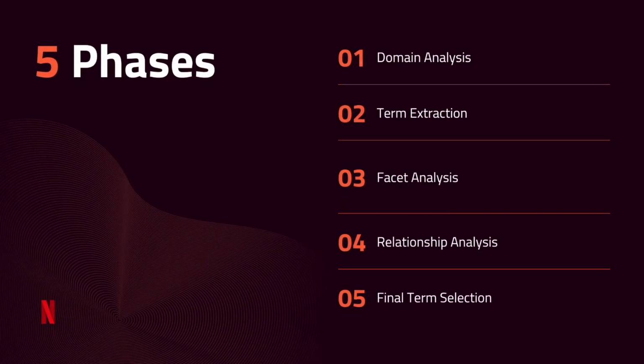There were a total of 5 phases for the thesaurus construction. Phase 1 for domain analysis, where we researched our domain and users. Phase 2 for term extraction, where we gathered our terms. Phase 3 for facet analysis, where we regrouped the terms into our facets. Phase 4 for relationship analysis, where we studied the relationships between the terms. And Phase 5 for the final term selection, where we narrowed down and edited our term list.